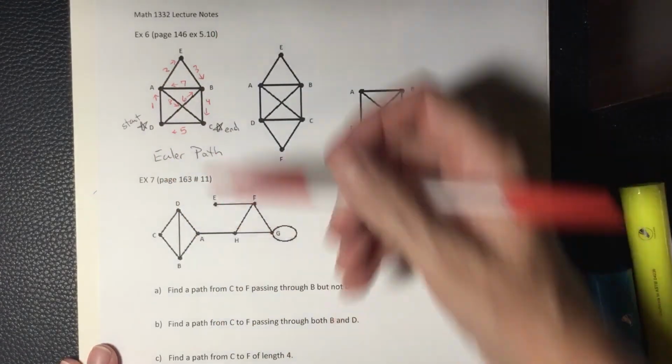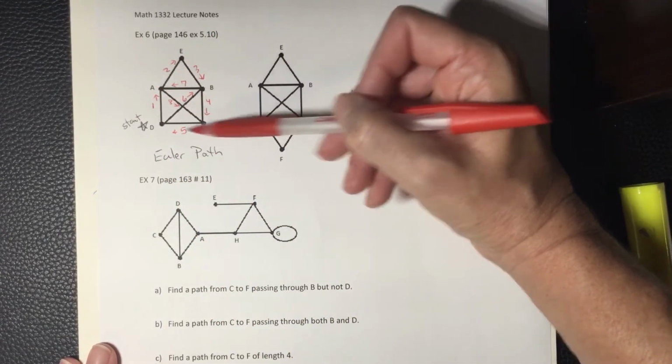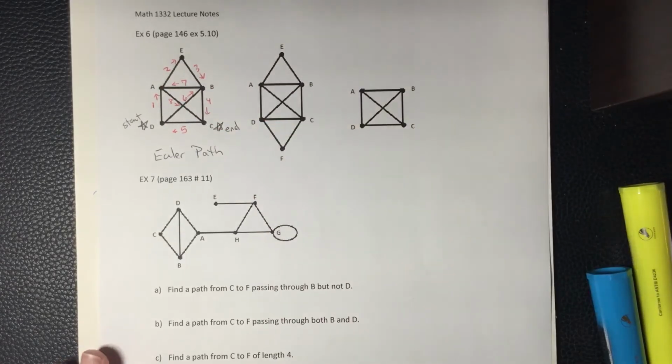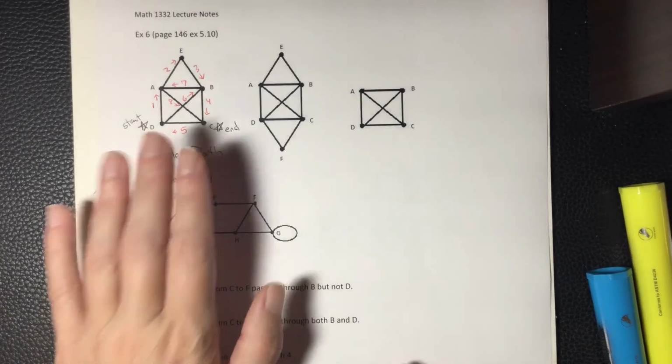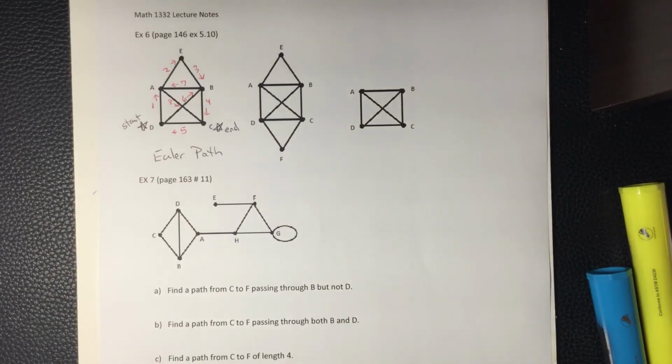Okay, so if you have the numbers, I can follow. 1, 2, 3, 4, 5, 6, 7, 8. We covered every edge once and only once. Now, this is not the only possible answer, so yours may not look like mine.